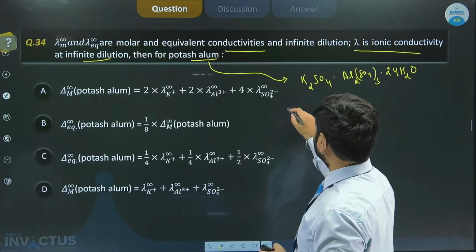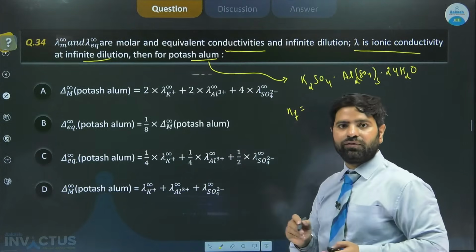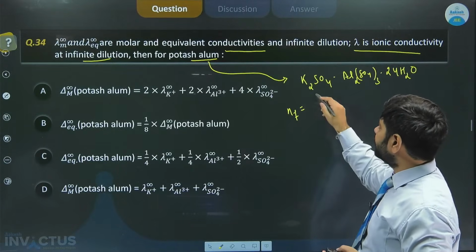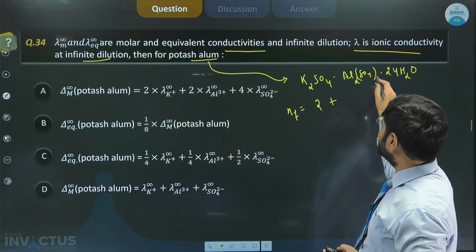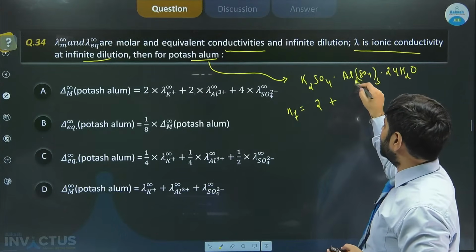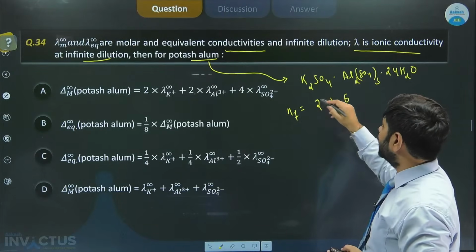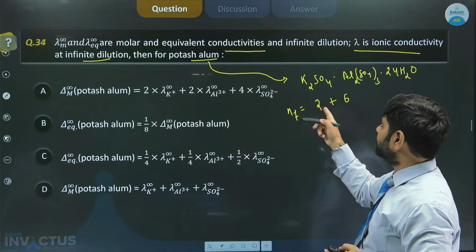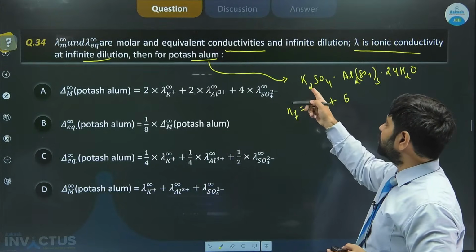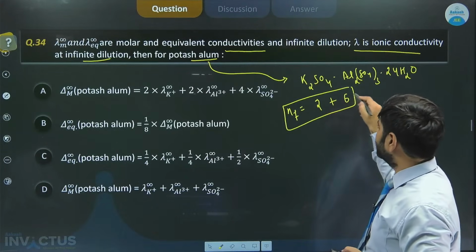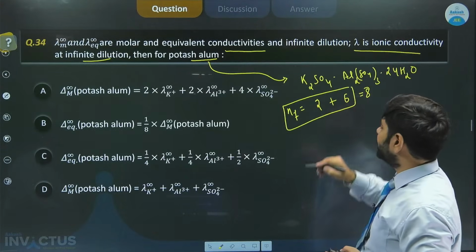And you know the n factor, the valence factor of potash alum. Due to the K2SO4 it would be 2, and due to the Al2(SO4)3, the charge on the aluminium is +3, and there are 2 aluminiums, 2 into 3 is 6. Here you can say the charge on the potassium is +1, 2 into 1 is 2. Either you can check the charge on the cation or anion, and you can simply add, because these are double salts, and the n factor would be 8.